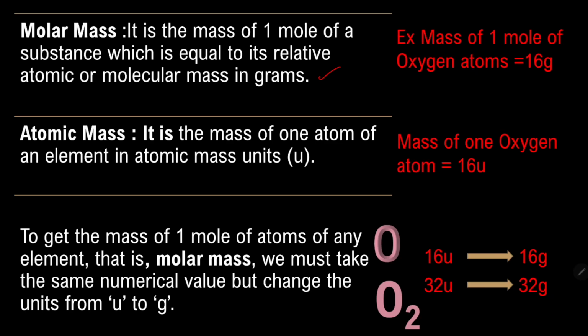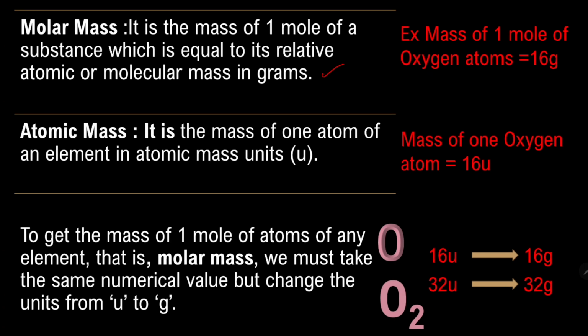So molar mass is the mass of 6.022 × 10^23 particles, and atomic mass is the mass of just one atom. To get the mass of 1 mole of atoms of an element, that is the molar mass, we must take the same numerical value. This numerical value will be the same, but you have to change the units from u to g.